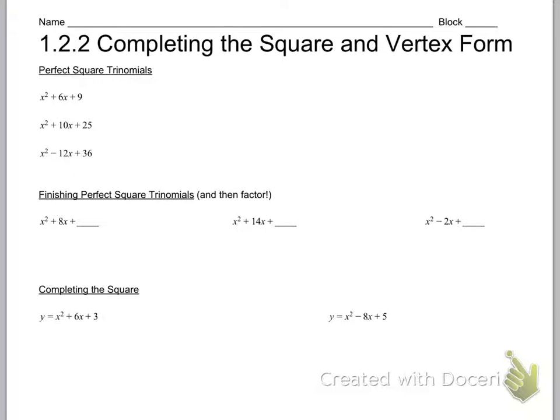We're going to be learning about completing the square and vertex form of a parabola, and we're actually going to get into circles again. So, first of all, I wanted you guys to notice all these perfect square trinomials. Aren't they perfect? Aren't they square? Why in the world are they perfect and square? Well, it's because they are equal to a binomial squared.